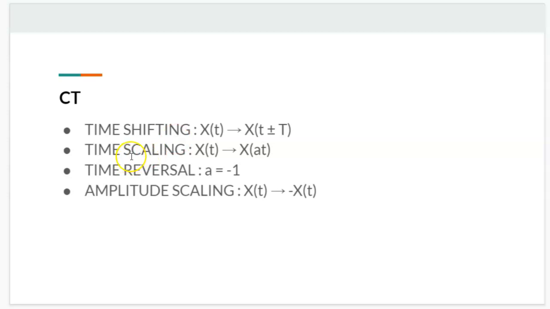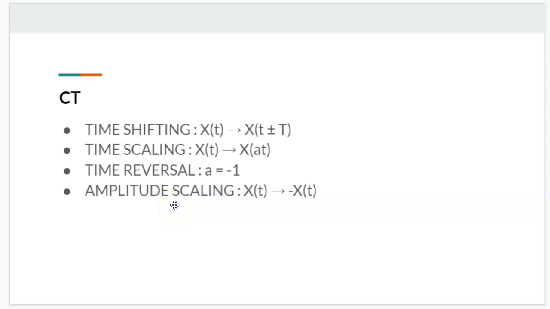The next type of transformation you can do is time scaling. Spread out the x-axis according to whether a is greater than 1 or less than 1, and that is called time scaling. And in the same time scaling case, if a becomes minus 1, then it's called time reversal. The entire signal function gets reversed about the y-axis. This is a special case of time scaling.